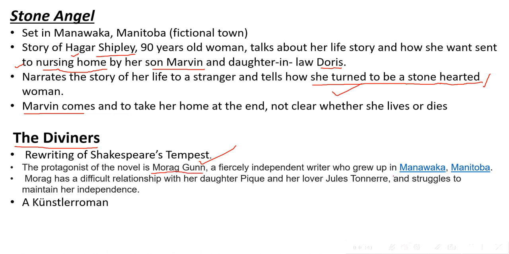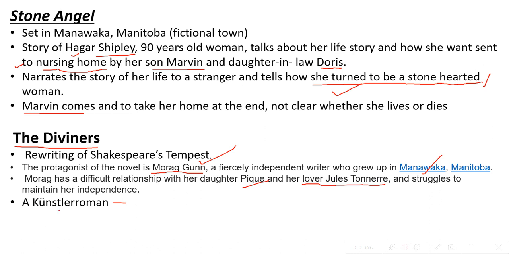She also grew up in Manawaka, Manitoba. Morag has a very difficult relationship with her daughter, Pique, and her lover, Jules Tonnerre. She tries to capture her daughter's freedom and tries to make her feel as if she does not have any existence of her own, and tries to rule her life. And the girl is constantly fighting for her freedom. It is also called a Kunstler Roman because she is a writer here.